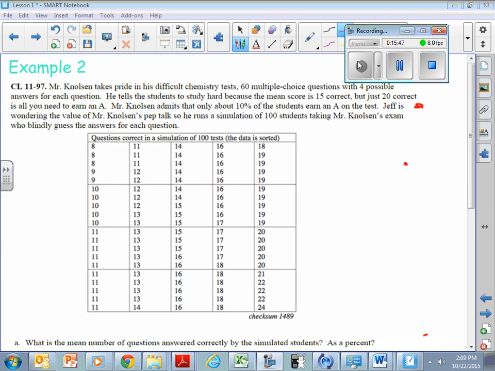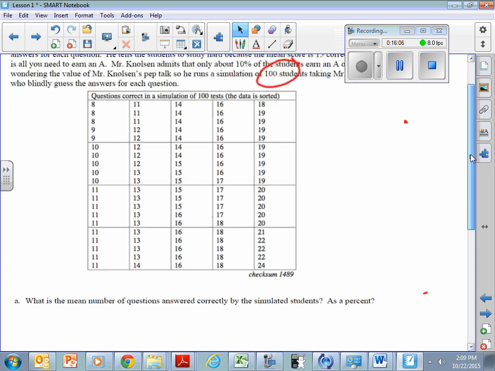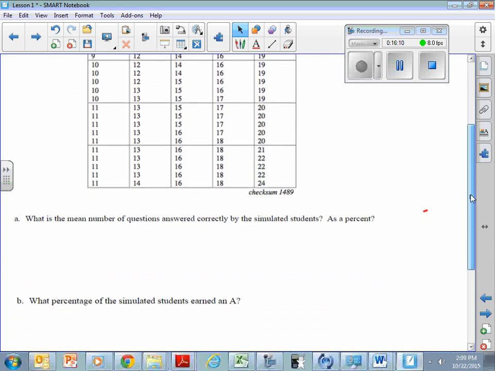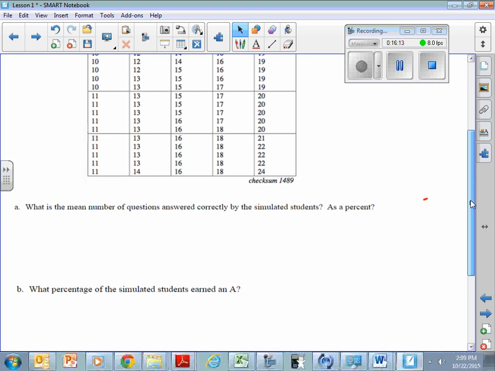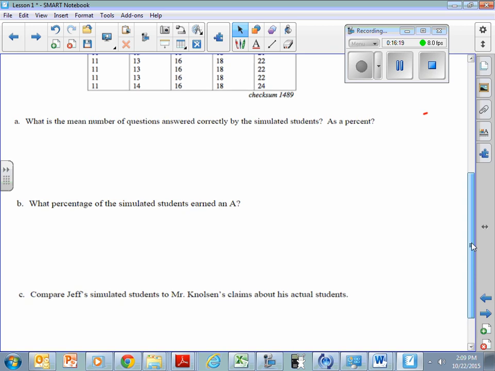Jeff is wondering the value of Mr. Knowlson's pep talk, so he runs a simulation of 100 students. That 100 is important. Taking Mr. Knowlson's exam, who blindly guessed the answers for each question. Let me see if I can arrow down a little bit and see what they're asking us. What is the mean of the questions answered correctly by the simulated students as a percent? What percentage of the simulated students earn an A? And compare just simulated students to Mr. Knowlson's claims about the actual.